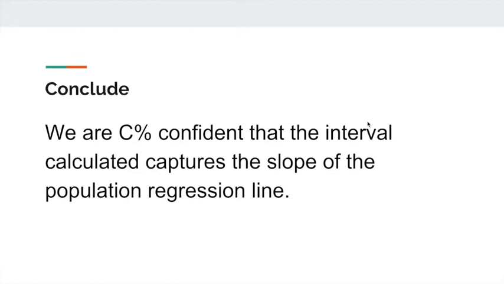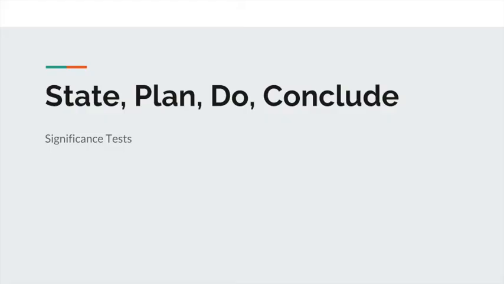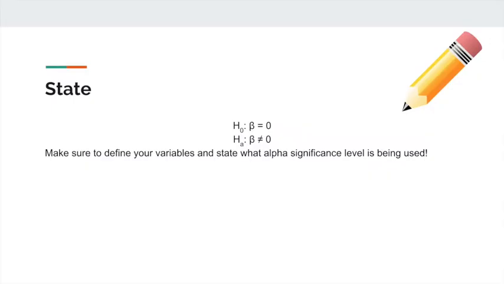For conclude, we state that we are C% confident that the interval calculated captures the true slope of the population regression line. For significance tests, the procedure is very similar to that of confidence intervals. Normally, questions that require significance tests will ask if there is a linear relationship between two variables.